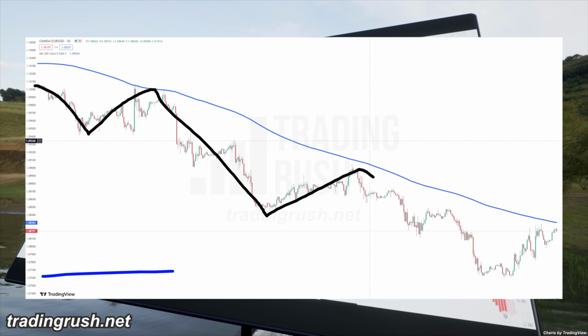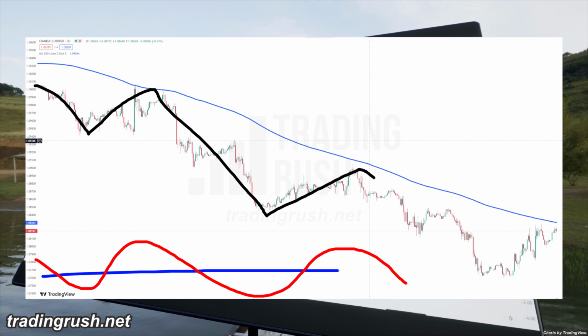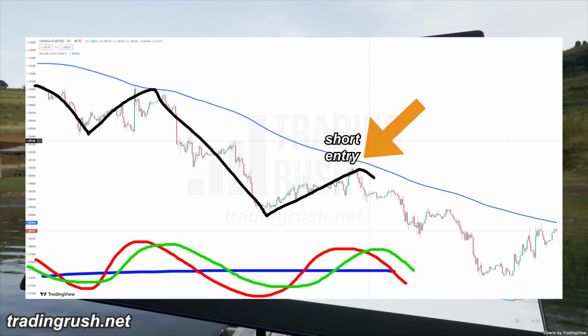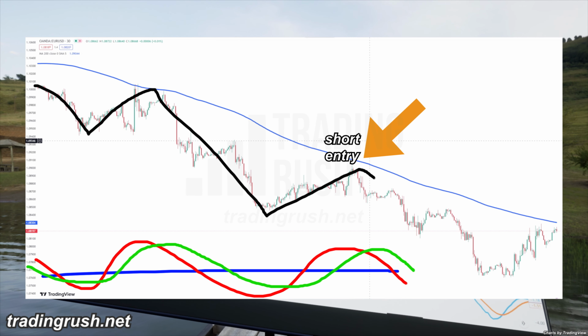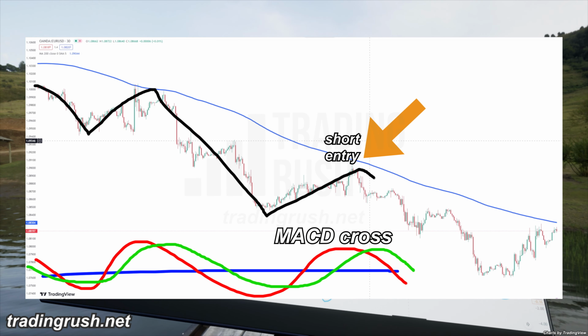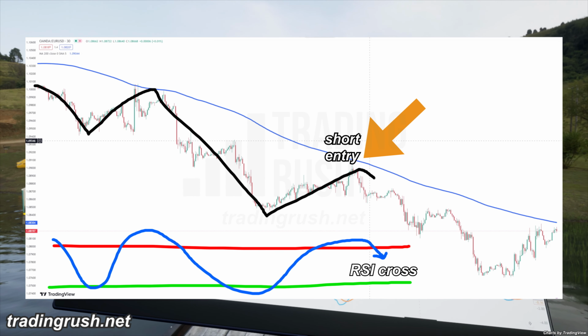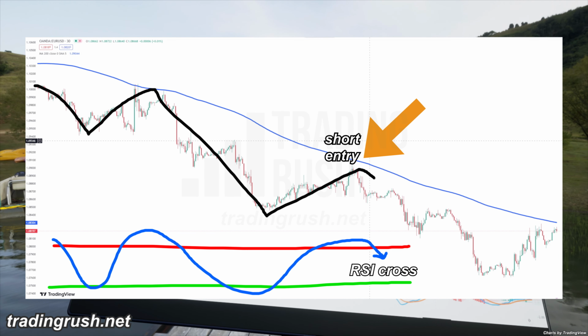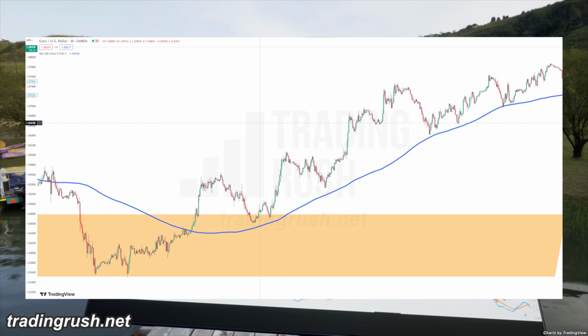For example, if the price forms a lower high, lower low pattern, then goes up to the resistance of the 200-period moving average, and the MACD shows a short crossover, or the RSI leaves the overbought zone, one can take a short trade. That's what I do.